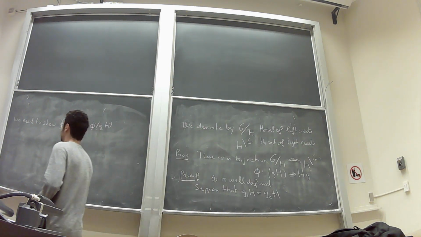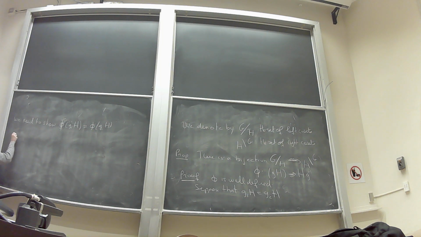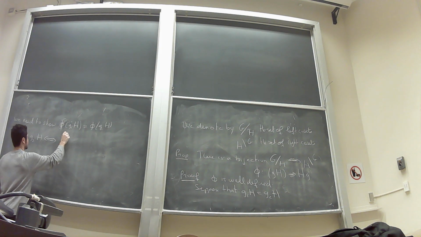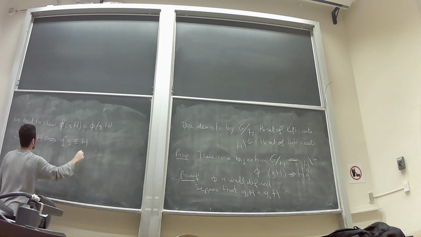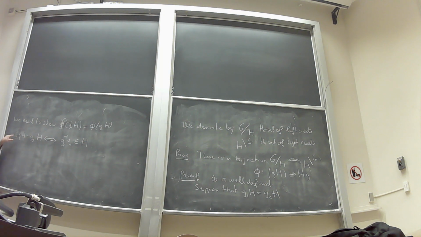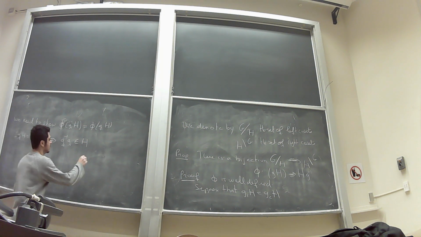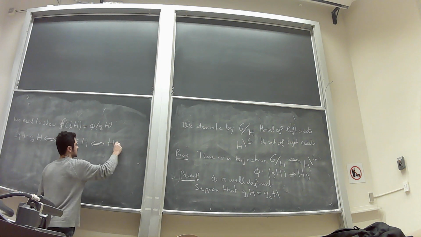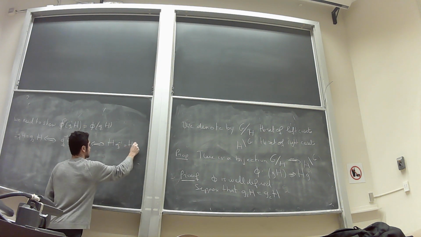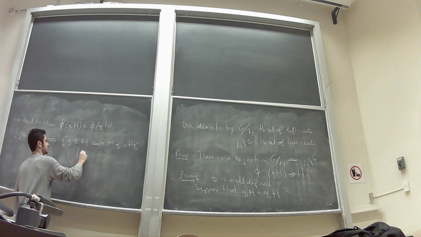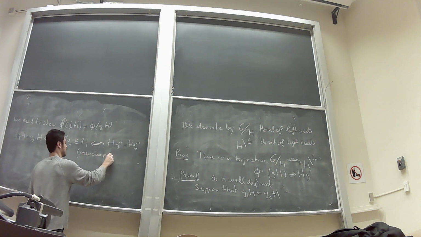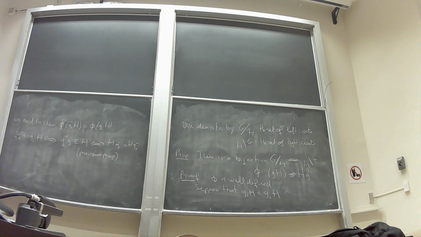So, why is this true? We proved this before. If g1H is equal to g2H, this is equivalent to saying that g2 inverse g1 belongs to H. Technically what you can do, just say g2 inverse g1 belongs to H, and this is equivalent to saying that Hg1 inverse is equal to Hg2 inverse. This is by the previous part. So phi is well defined.